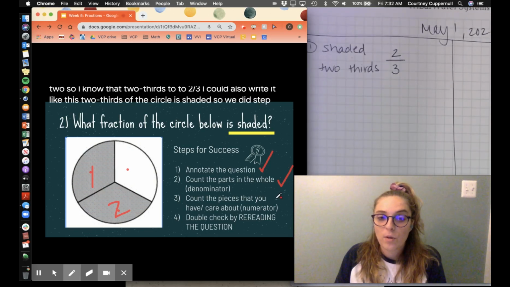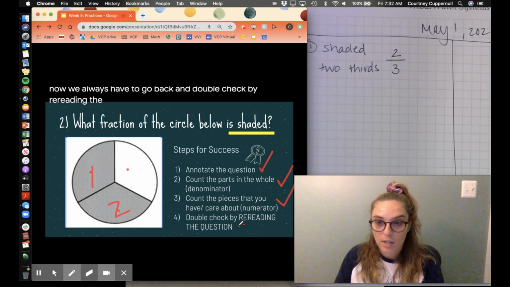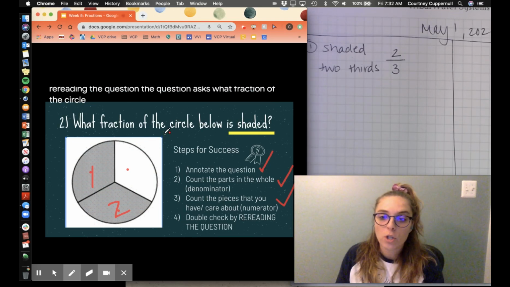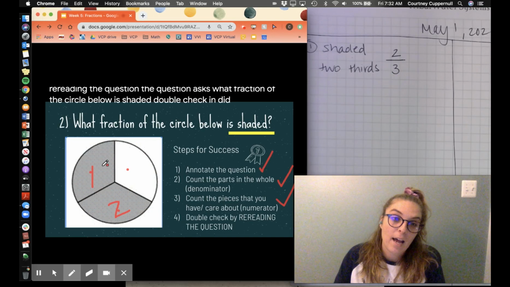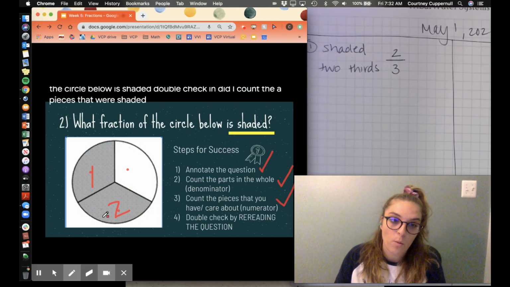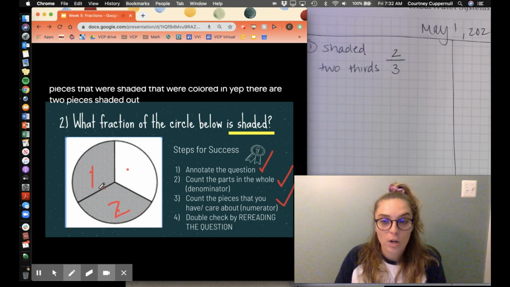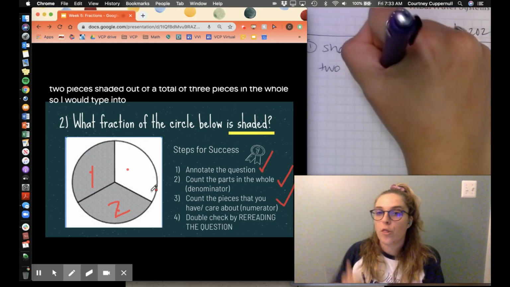So we did step 3. Now we always have to go back and double check by rereading the question. The question asks, what fraction of the circle below is shaded? Double checking. Did I count the pieces that were shaded, that were colored in? Yep, there are 2 pieces shaded out of a total of 3 pieces in the whole. So I would type in 2/3.